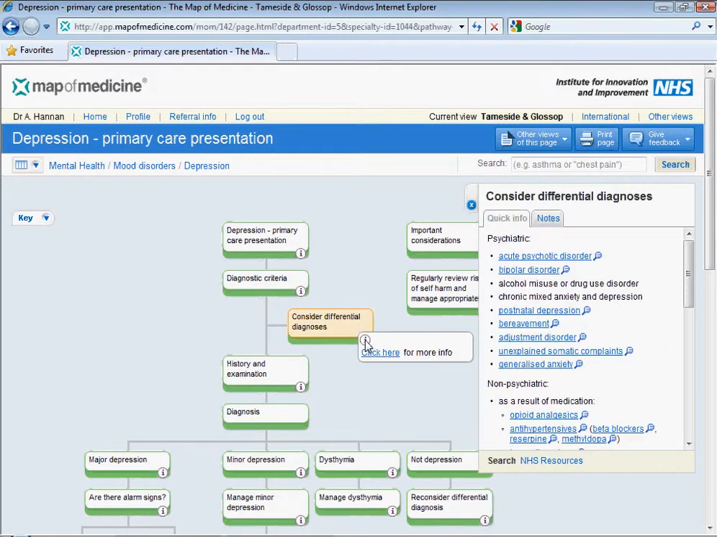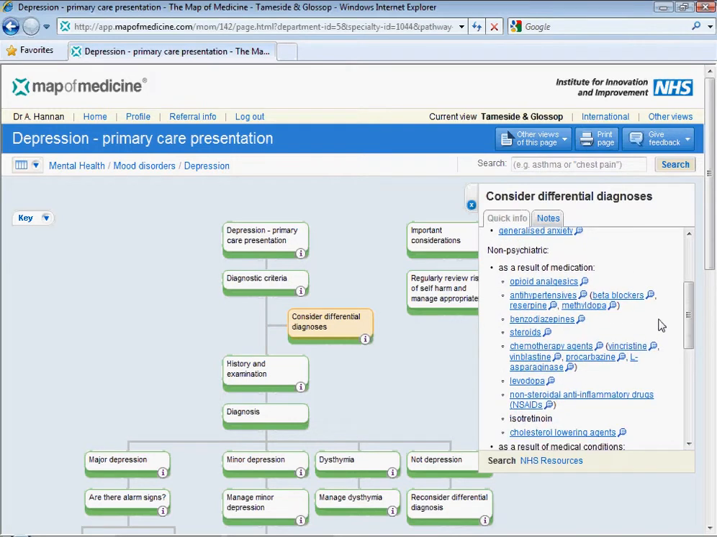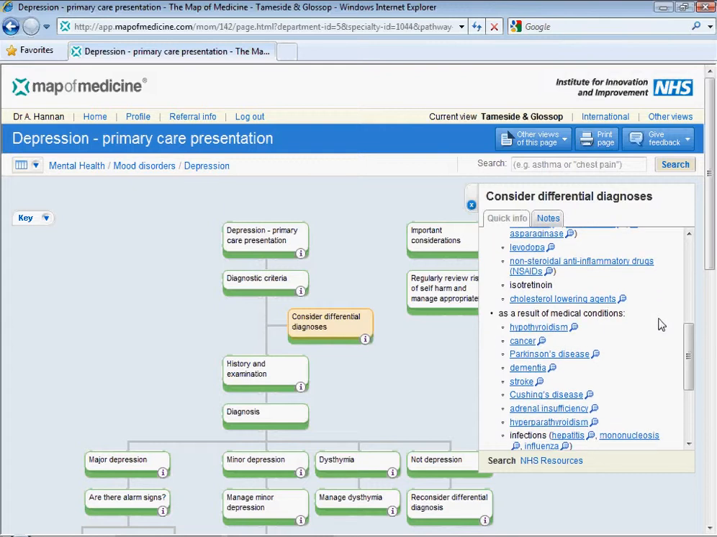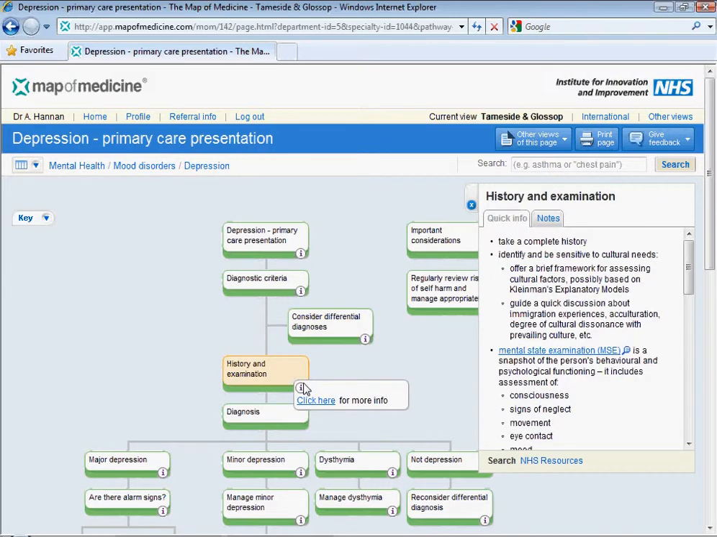A quick look at differential diagnoses, including psychiatric causes such as postnatal depression, bereavement and generalized anxiety, non-psychiatric causes including medications that can often cause symptoms that mimic depression, or in fact other medical conditions that can also similarly present as though it may be depression. Look at the history and examination, including a link to the mental state examination if I wanted. Look at the diagnosis. I'm happy that this patient has got major depression.